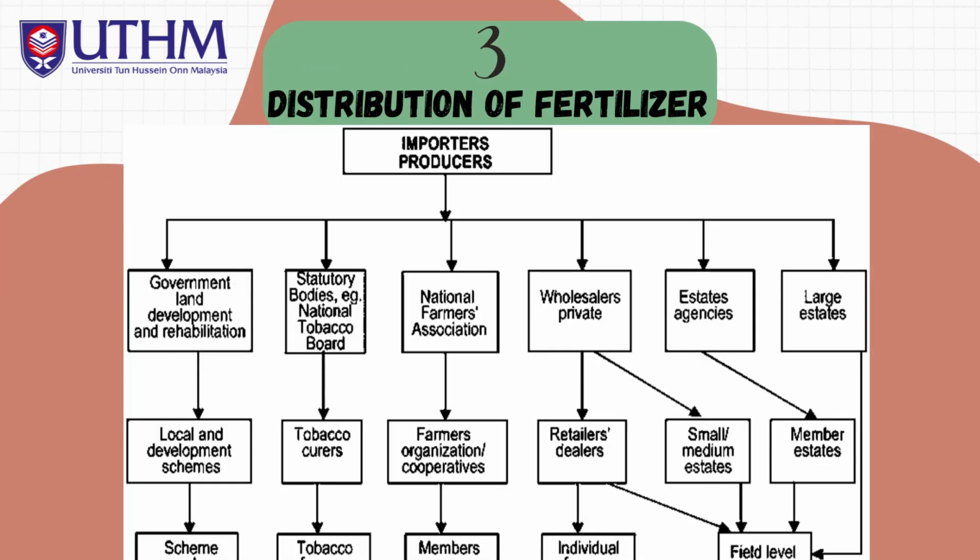The next stage is distribution of fertilizers. There are many channels for the distribution of fertilizers from the producers. The fertilizers are distributed to Government Land Development and Rehabilitation, National Farmers Association, wholesalers, private and estate agencies, and users can obtain fertilizers from these channels respectively.